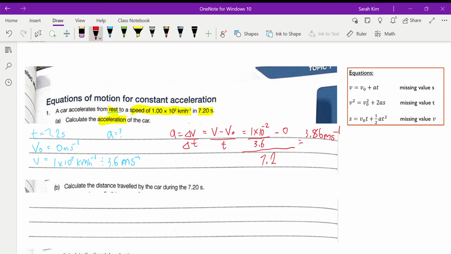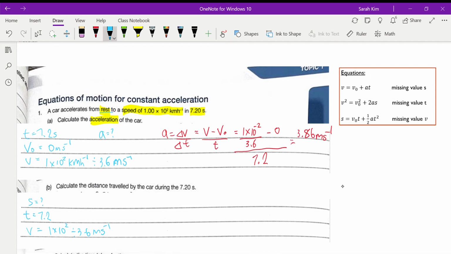Now B, calculate the distance travelled by the car during the 7.2 seconds. Alright, so what we have to figure out is distance travelled. We also know all these facts. My time, 7.2. My velocity is 1 times 10 to the 2 divided by 3.6 meters per second. I've also got my acceleration, 3.86 meters per second squared. Oops, I just realized I did my units wrong over here. Per second squared, right? And then what else do I know? My v naught was 0 meters per second.